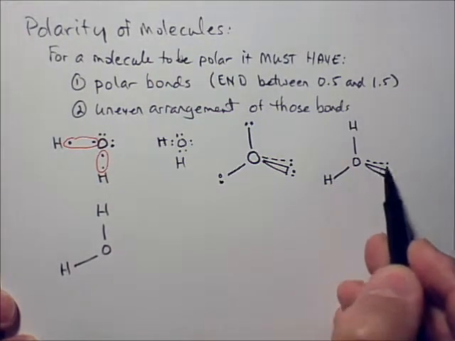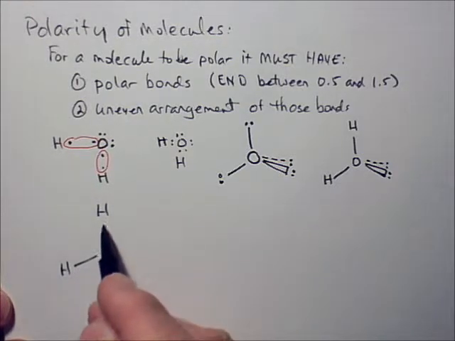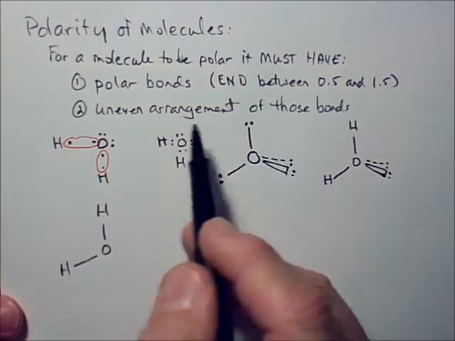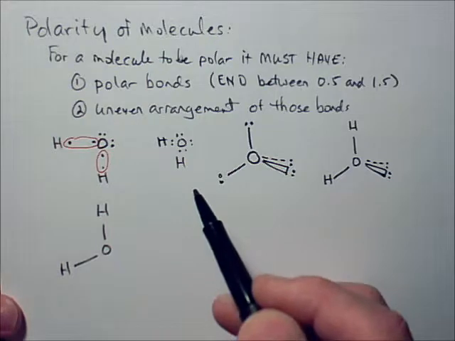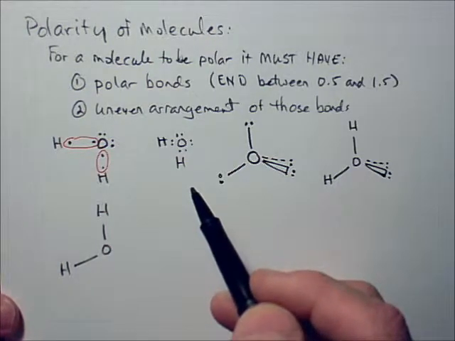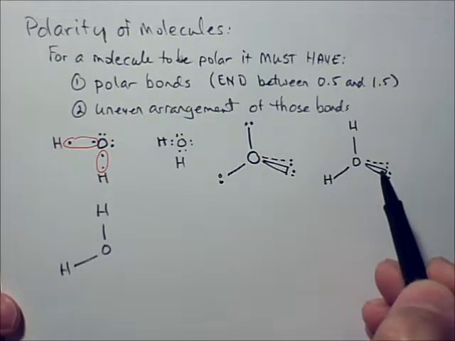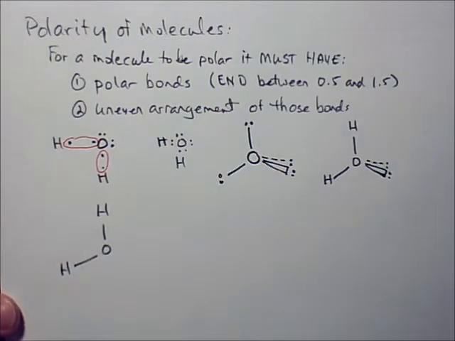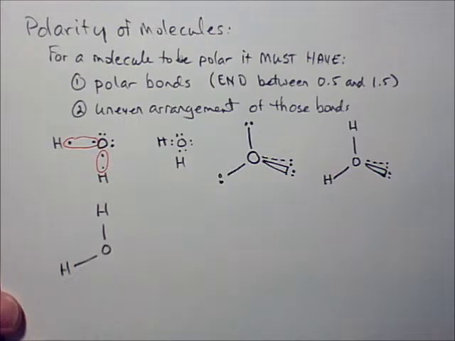You have to use the lone pairs to see that we end up with this bent molecule. Okay? So this is a bent molecular shape. This is an uneven arrangement of bonds. If I have an even arrangement, I'd have hydrogens on all 4 of these arms. Okay? Uneven means it's not equally spaced around the central atom. This is equally spaced. This is not.